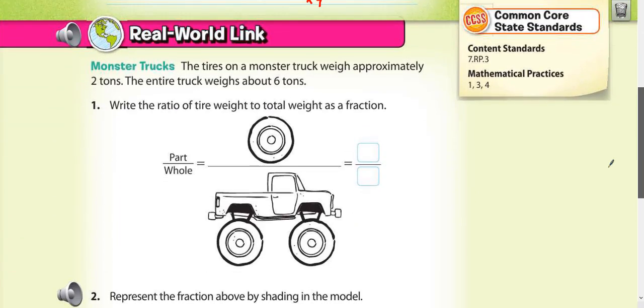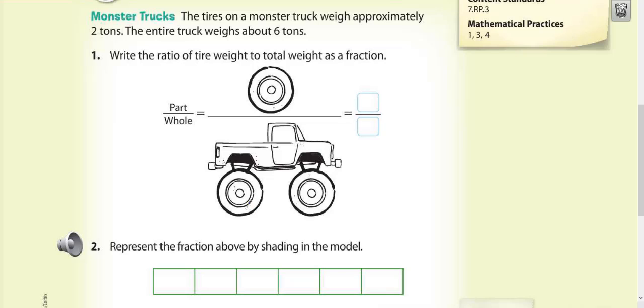Let's go down and look at this real world link. Monster trucks. Write the ratio of the total tire weight to the total weight as a fraction. Tires to total. So they tell you the tires on a monster truck weigh 2 tons. The entire weight of the truck is 6 tons. So 2 tons to 6 tons.